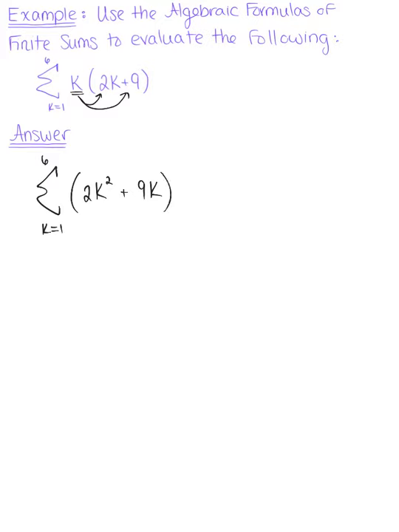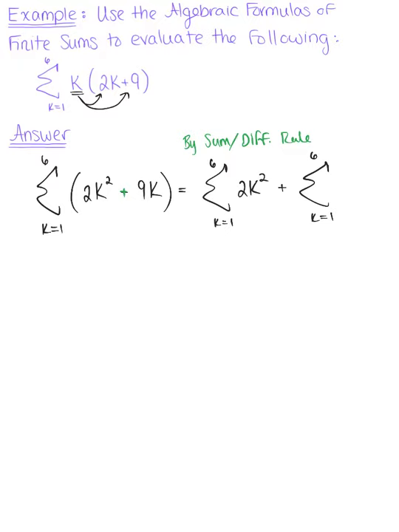And now looking at this sum, we think, oh, we have the sum of these two terms. So we can apply the sum or difference formula, or by the sum or difference rule, we can rewrite this as the sum from k is 1 to 6 of 2k squared plus the sum from k is 1 to 6 of 9k.